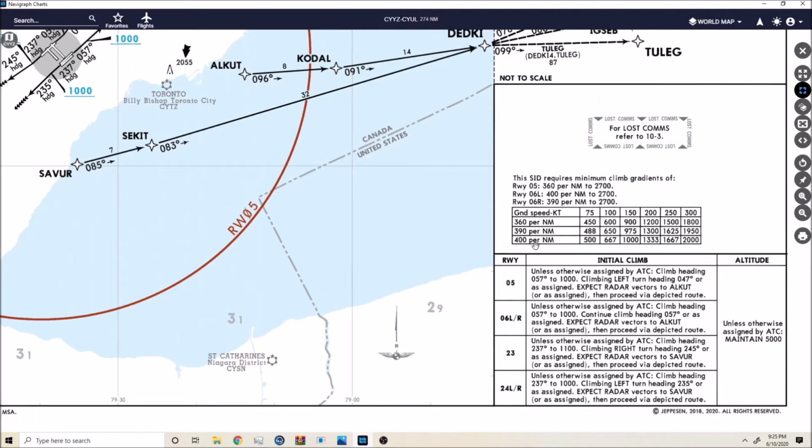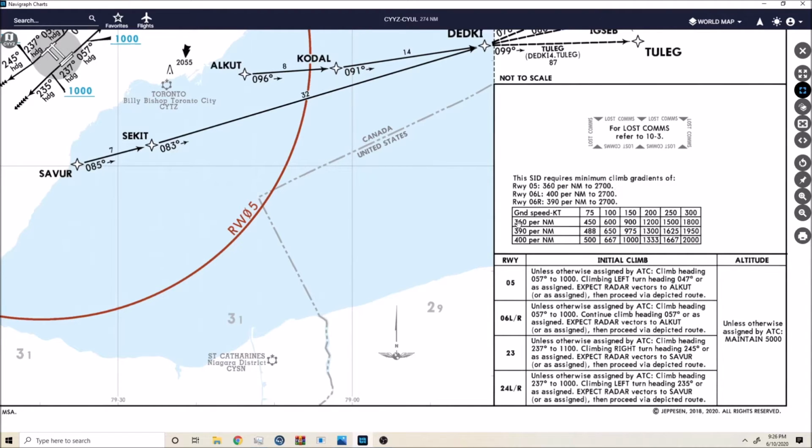So if it doesn't state your feet per nautical mile, it's always the default 200 feet per nautical mile. But if it doesn't state for your runway, you've got to maintain the 200 feet per nautical mile or greater. Let's say, for example, you're taking off 0.5. You need 360 feet per nautical mile until 2,700 feet.